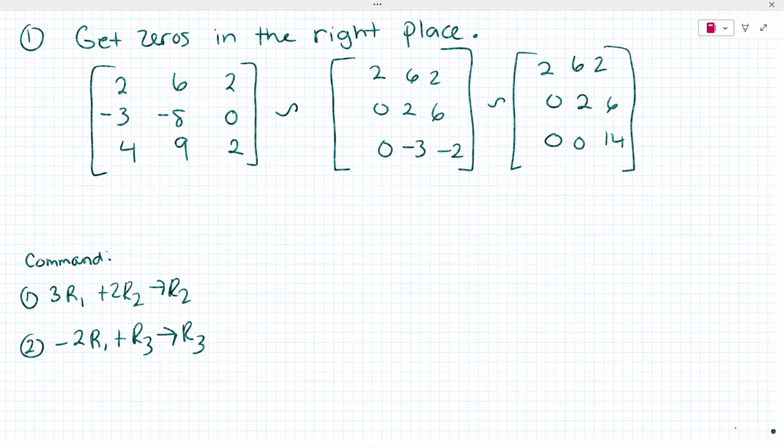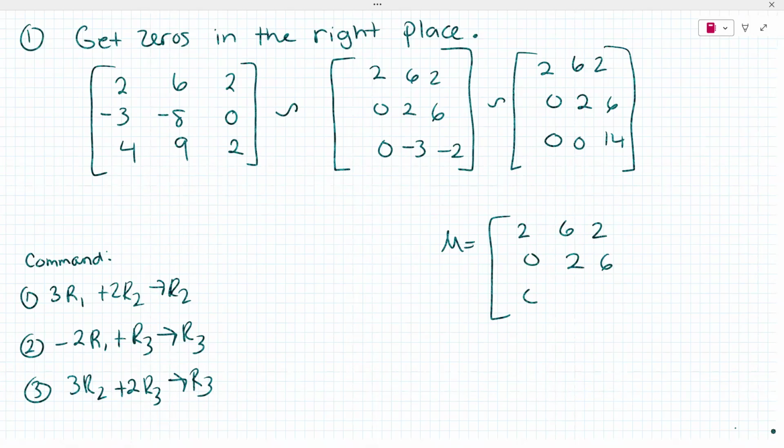And then the third command was 3 row 2 plus 2 row 3 gives us new row 3. And that, I believe, is your final U. And that gives us 2, 6, 2, 0, 2, 6, 0, 0, 14. Okay, so keeping track of your commands.